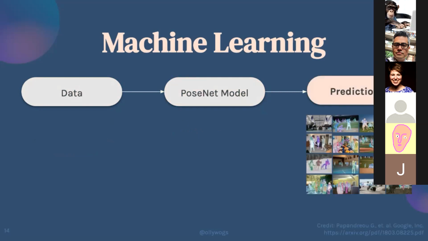And once this model is strong enough, it can be used on new data, which is what we will be doing to make predictions on new photographs and videos.